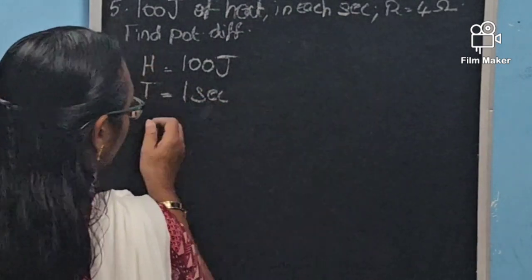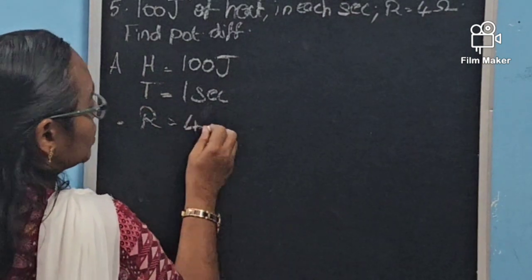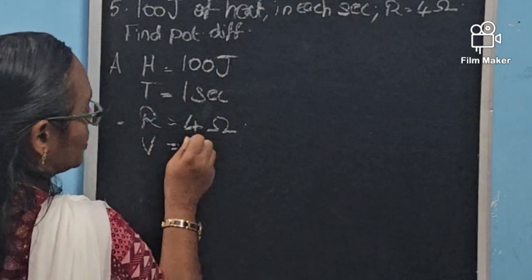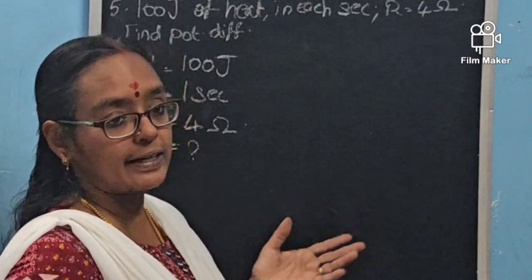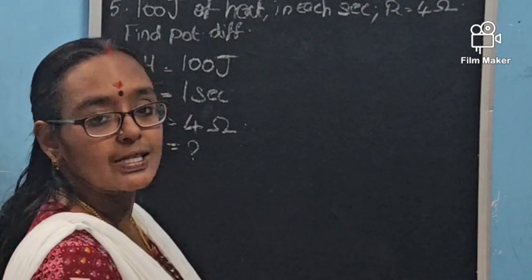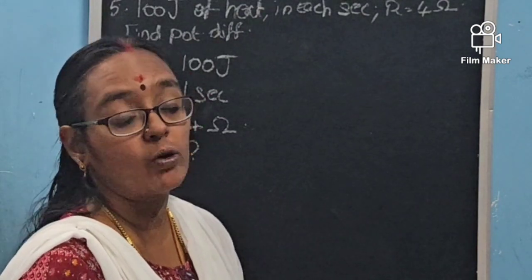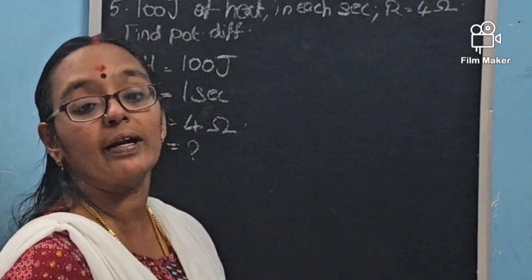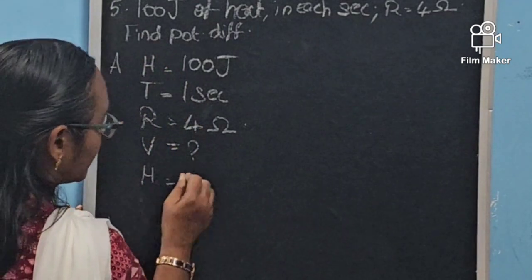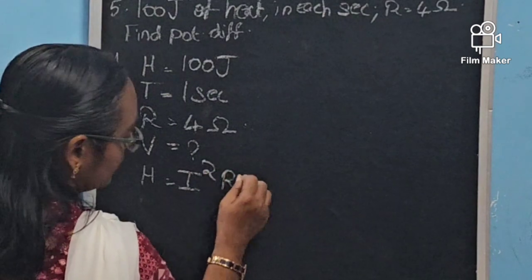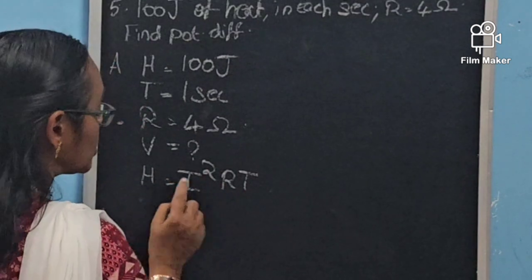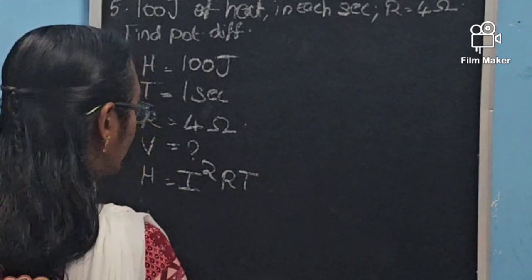And again they have given resistance R is equal to 4 ohm. What we have to find out is V. Is there any relation with potential difference and heat? No. Up to this extent, we don't know the relation between voltage and heat. But we know one equation, Joule's law. What does Joule's law state? H is equal to I square RT, isn't it? For that, H is given, R we know, and T also we know. So, how can we find I?